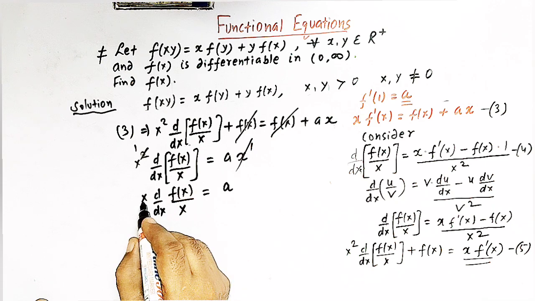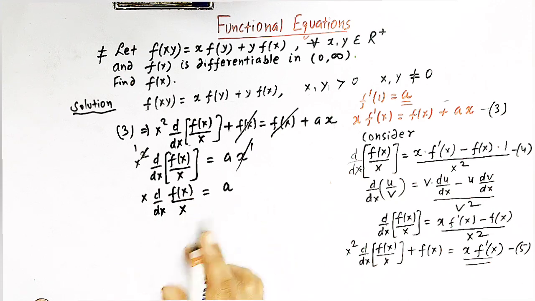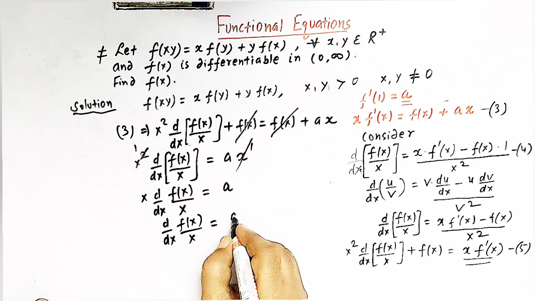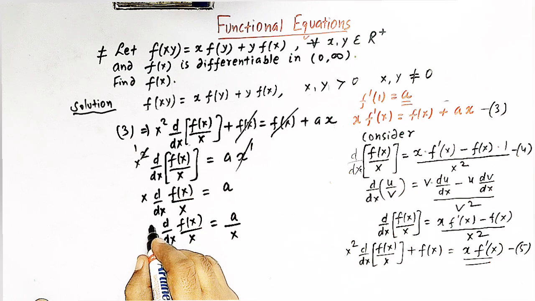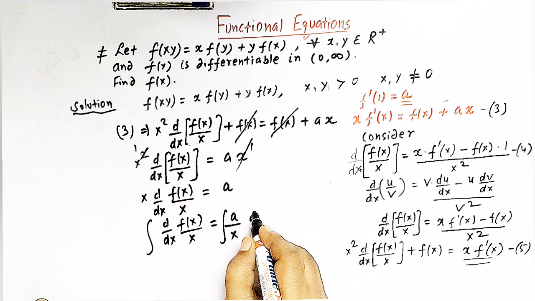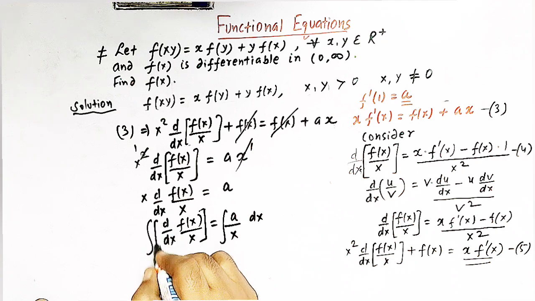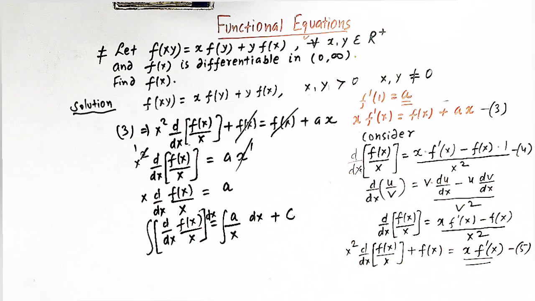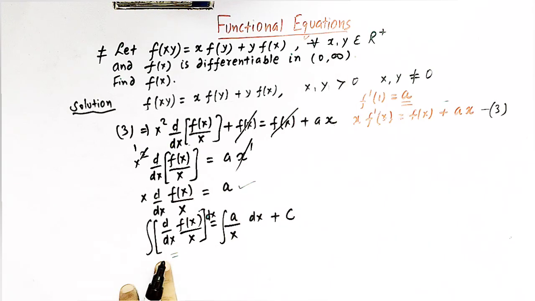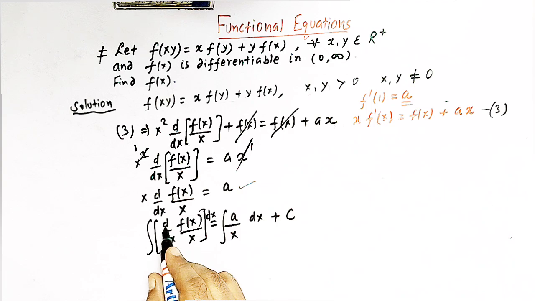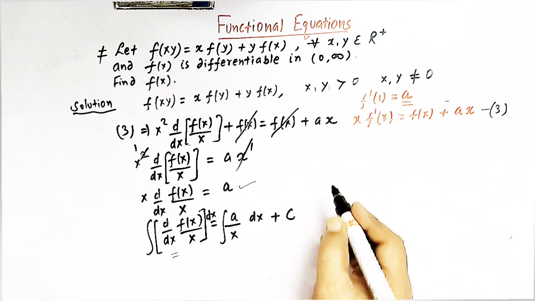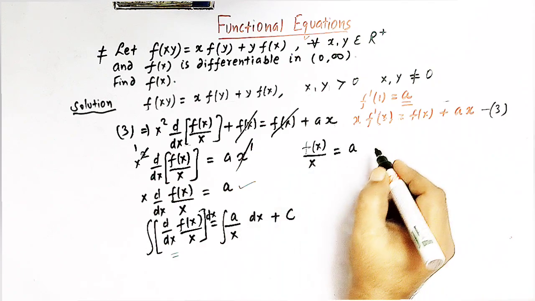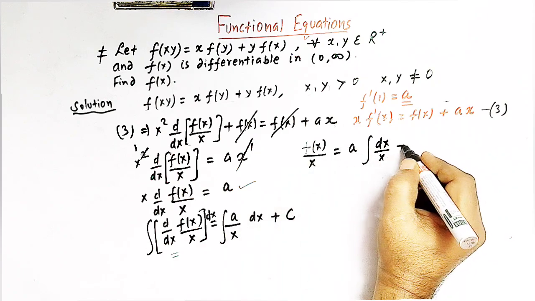Now taking this x to the denominator of a, we have d/dx of f(x)/x is equal to a over x. Now integrating both sides with respect to x, right? So here we have dx, and here we have c as the constant of integration. So now on the left hand side, the integral of d/dx of f(x)/x is simply f(x)/x, and here we have a integral dx over x plus c.